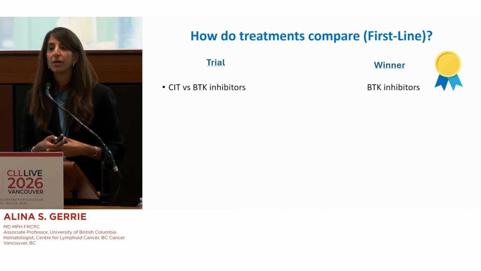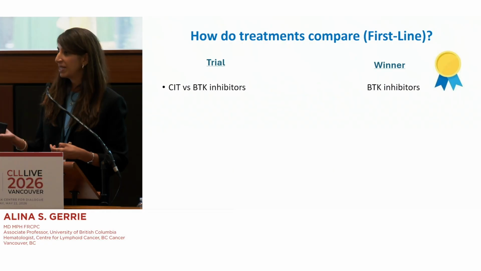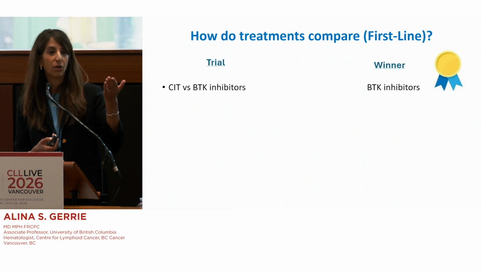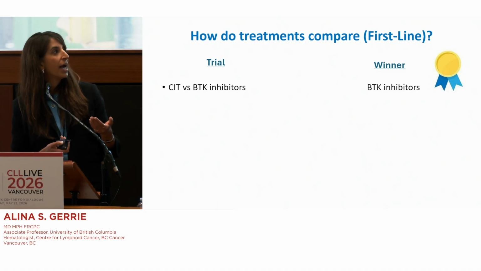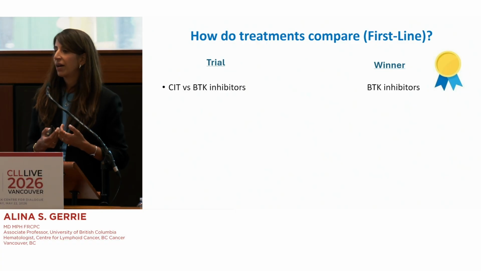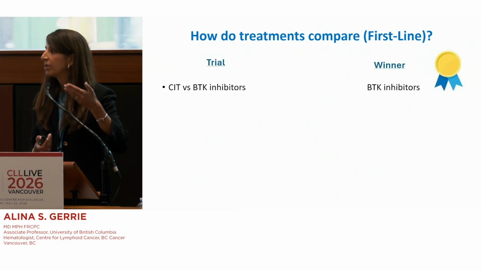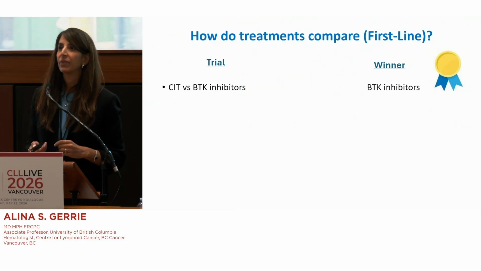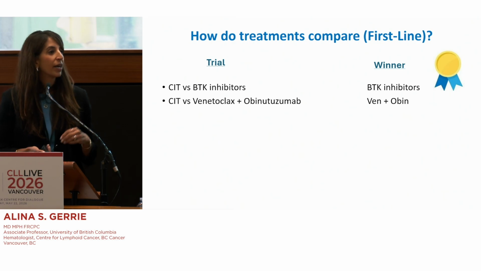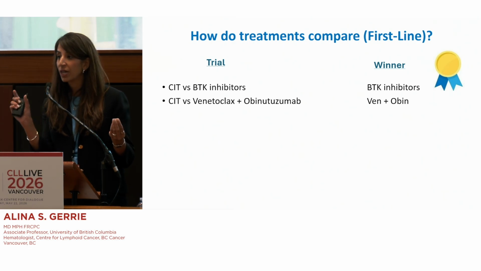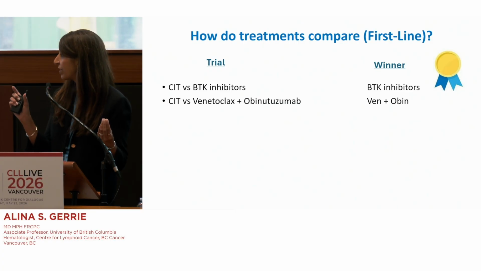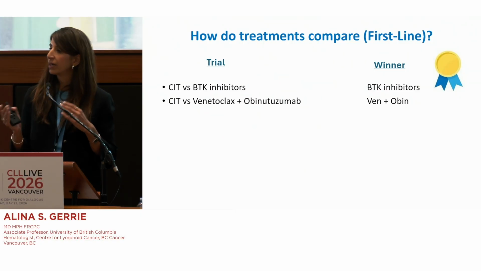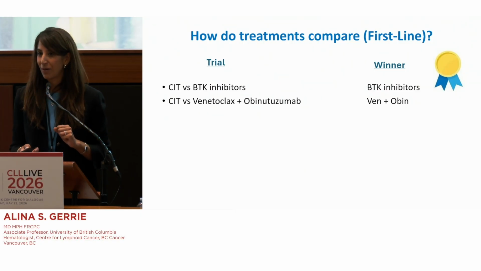So first, there were trials comparing the new drugs, and the first one was the BTK inhibitors, ibrutinib, to chemoimmunotherapy, that's CIT, so FCR or BR or even chlorambucil obinutuzumab. And there have been a number of trials comparing ibrutinib, acalabrutinib, and zanubrutinib to different types of chemoimmunotherapy, and all of them show that the BTK inhibitors win. Then there were trials comparing chemoimmunotherapy to that fixed duration first regimen we had, venetoclax with obinutuzumab. And again, amongst different trials in older patients, younger patients, comparing to different chemotherapy, venetoclax and obinutuzumab wins.